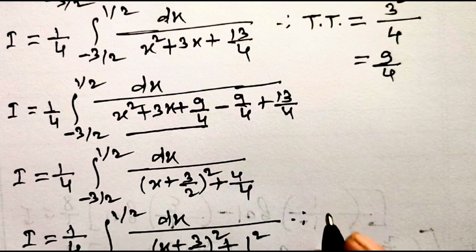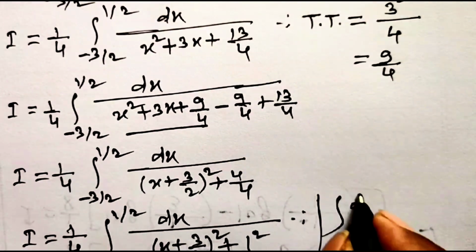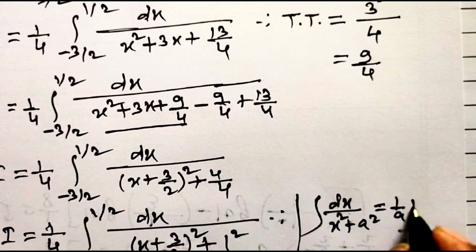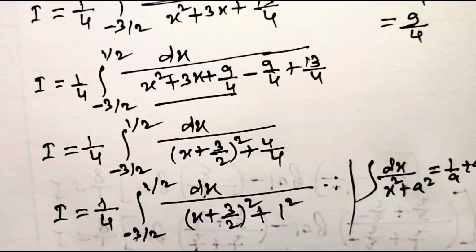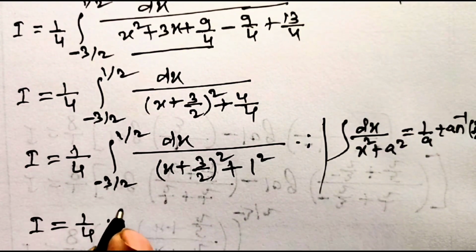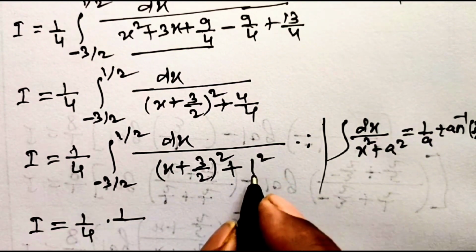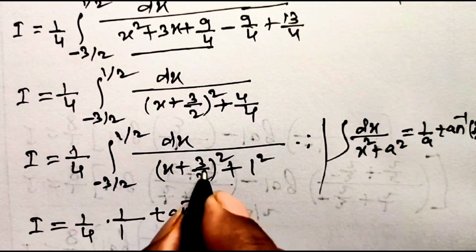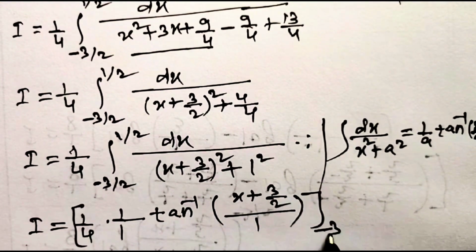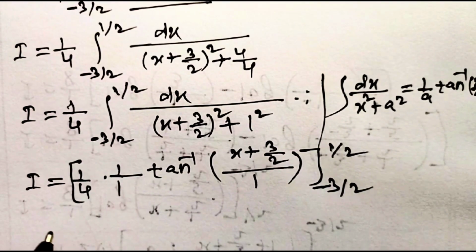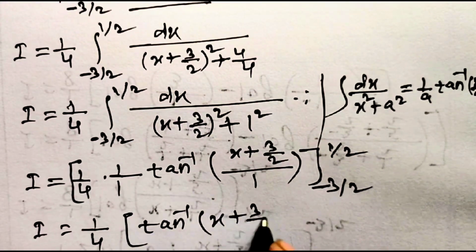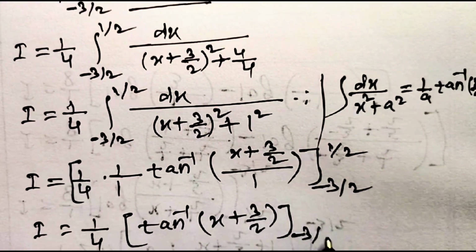And now you can apply this formula, since integral of dx upon x square plus a square is equal to 1 upon a tan inverse x upon a. So this can be written as I is equal to 1 upon 4 into 1 upon a. A is 1 square, a is 1, tan inverse x plus 3 upon 2 divided by 1, and limits from minus 3 upon 2 to half, and this is equal to 1 upon 4 tan inverse x plus 3 upon 2, limits from minus 3 upon 2 to half.